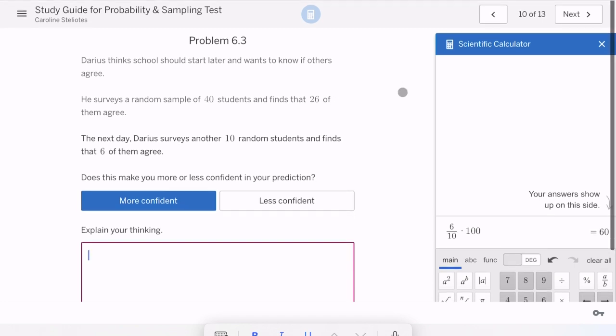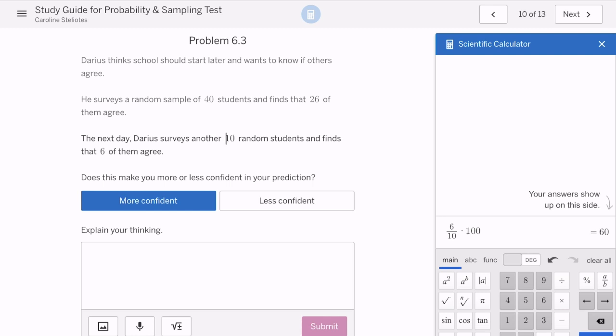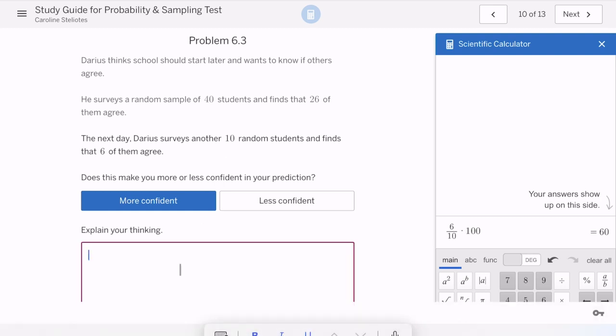So even though those aren't the exact same number, we have to think about the fact that if we only interviewed 10 students, the closest we can get to 65% is 6 of them agreeing or 7 of them agreeing, but there's no way to get 6.5 students to agree, which is the only way we get 65%. So we're going to be more confident in our prediction because the ratio or proportion of students that said they agreed was still close to this 65%. So I'll write that out.